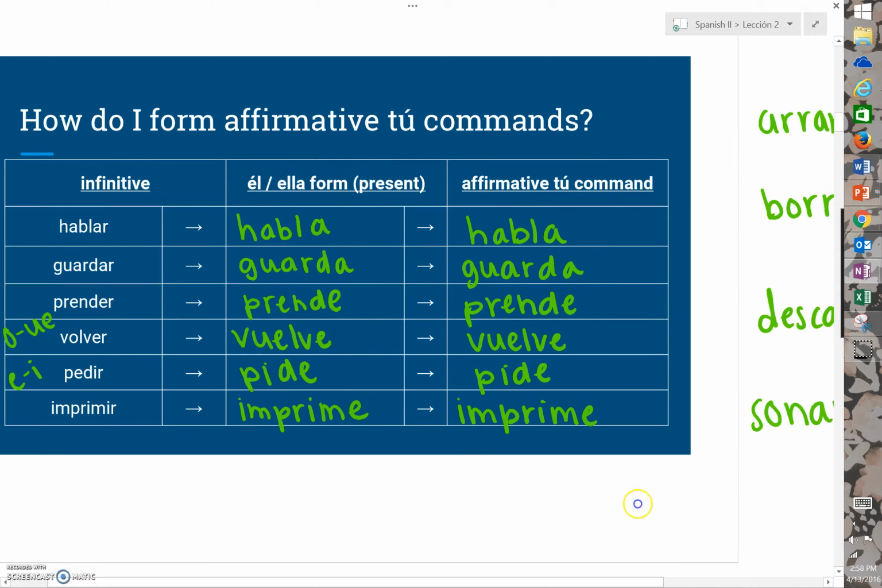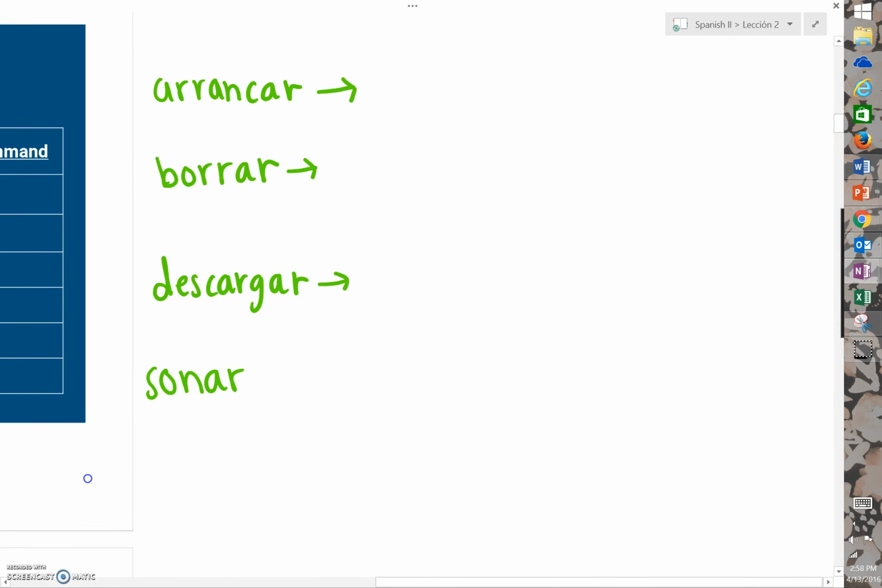I've got a couple more I want you to try on your own. These are all vocab words: arrancar, borrar, descargar, sonar. Please form the positive tú command for each of these verbs.